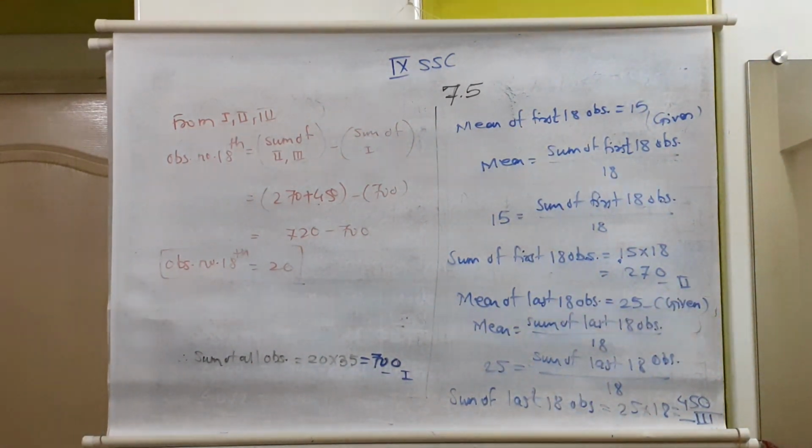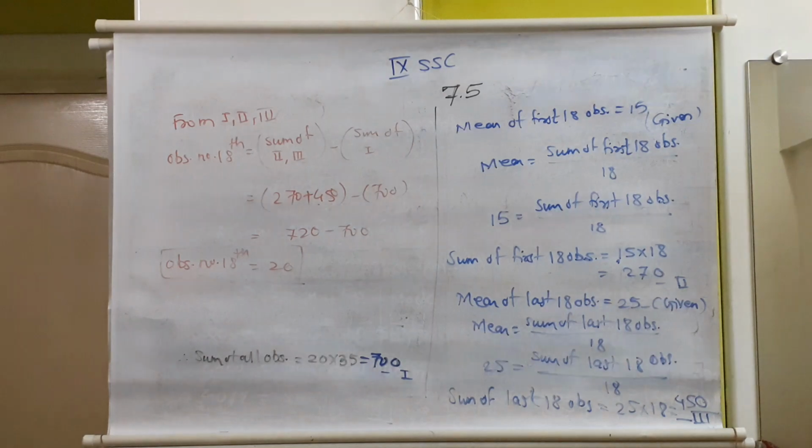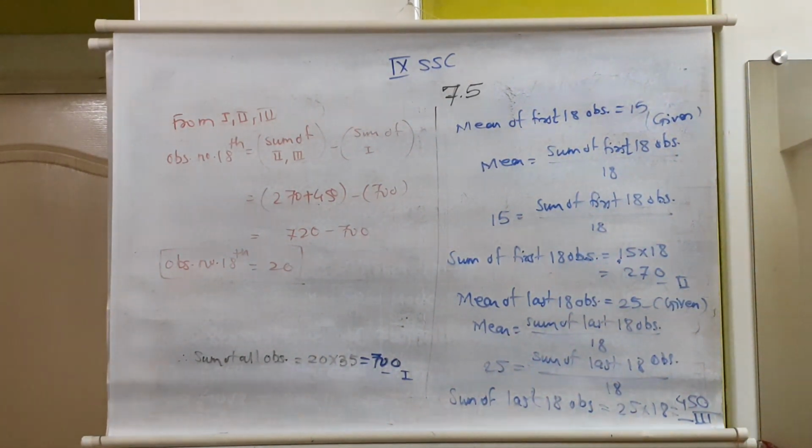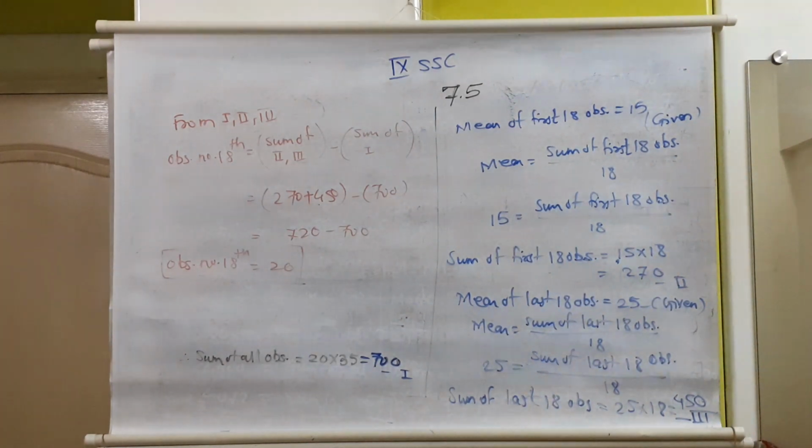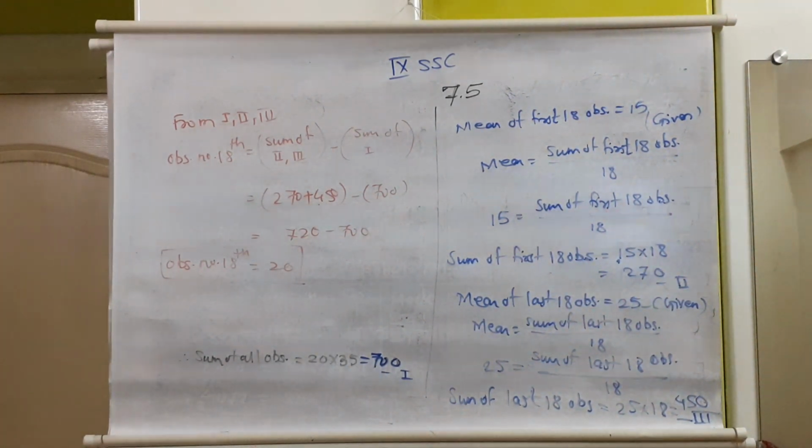See, in this sum, the sum of all the observations is given, then the sum of first 18 observations, then the sum of last 18 observations. With the help of this, we found out the totals 3 times. First time we found the total of all observations. Second time we found the total of first 18 observations. Third time we found the total of last 18 observations. In this second and third, 18th was considered in second also and in third also.